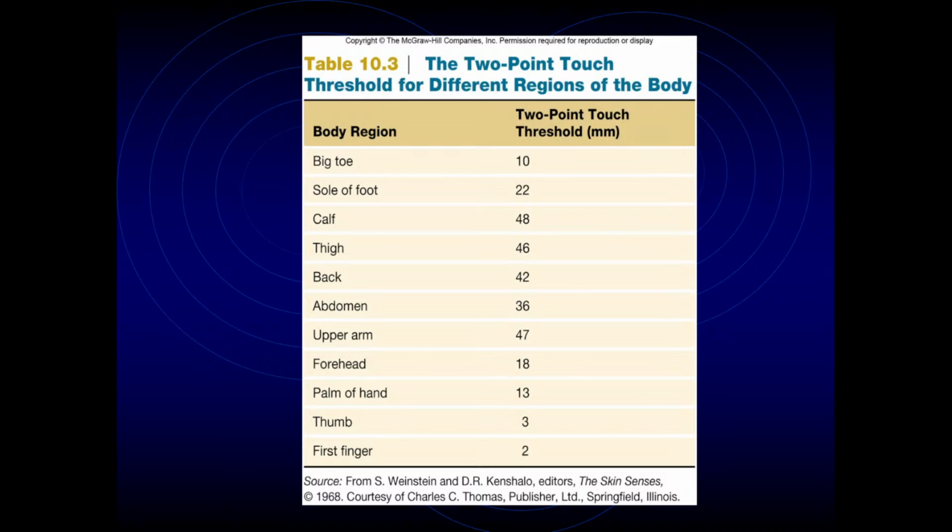Here you see a comparison between differential thresholds on different parts of the body. For the big toe, 10 millimeters. For the back, 42 millimeters. For the forehead, less, 18 millimeters. And for the first finger, it's very, very small, just 2 millimeters.